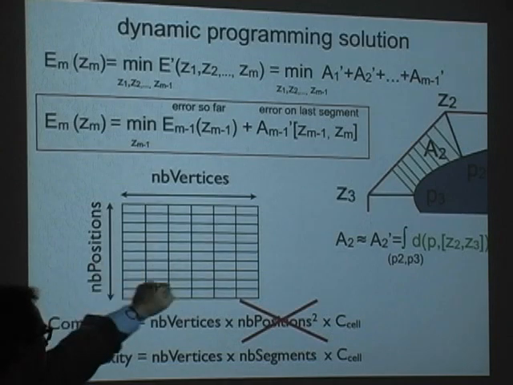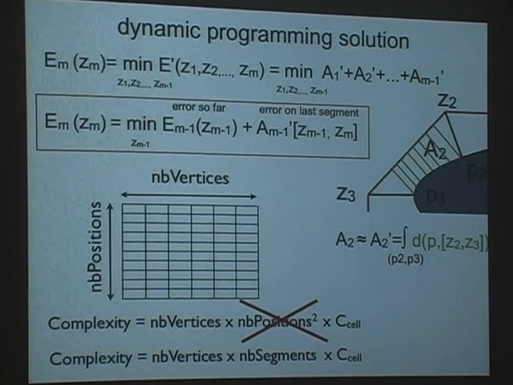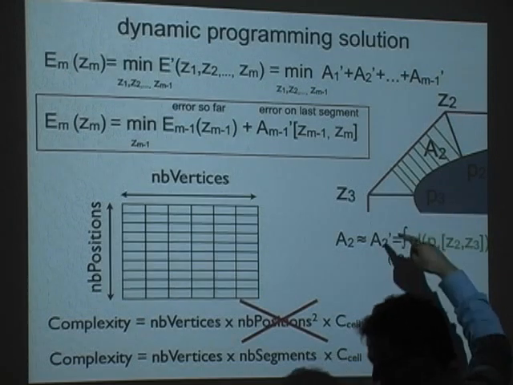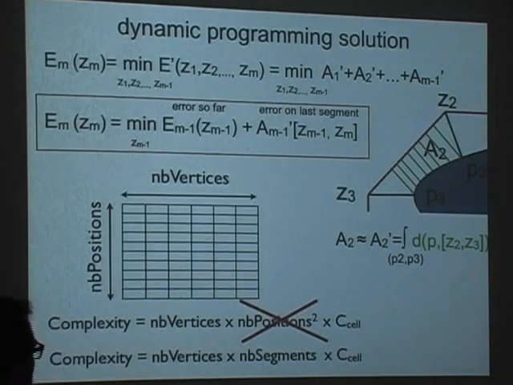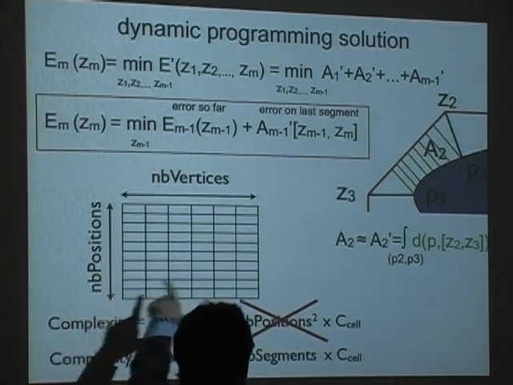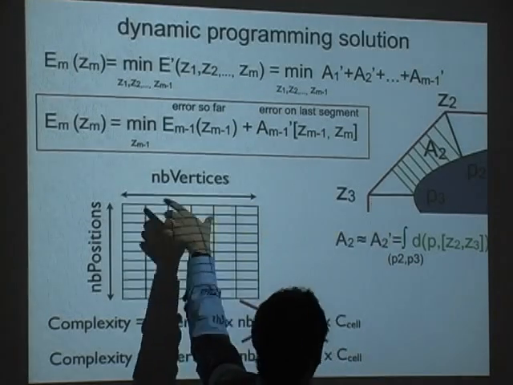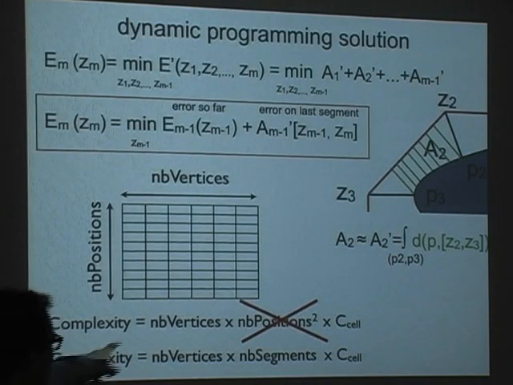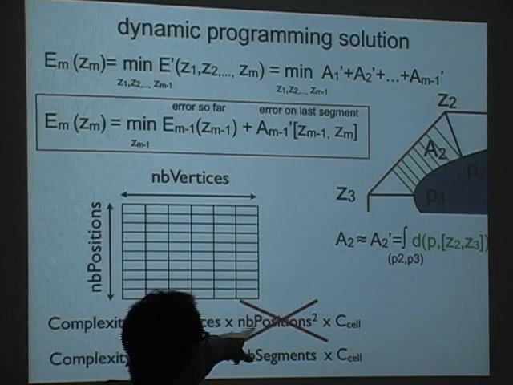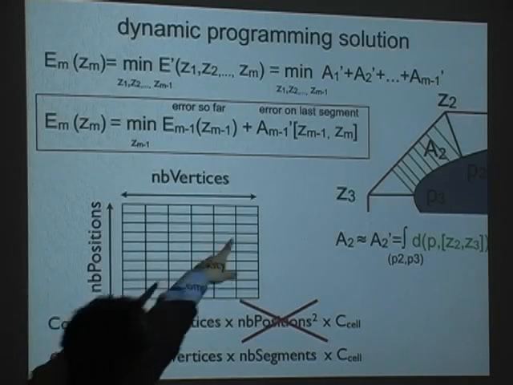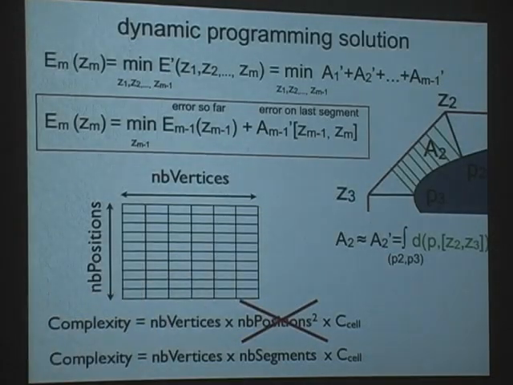And so we're going to build this table of the number of discretized positions where you could fit the vertices. Notice we're not constraining the vertices to be on the shape, which would result in really bad approximations. So we build this dynamic programming table over number of vertex positions times number of vertices, say 20 in our example. The complexity here is number of vertices times number of positions squared, because of the dynamic programming, times the complexity of each cell, the computation of the last segment.